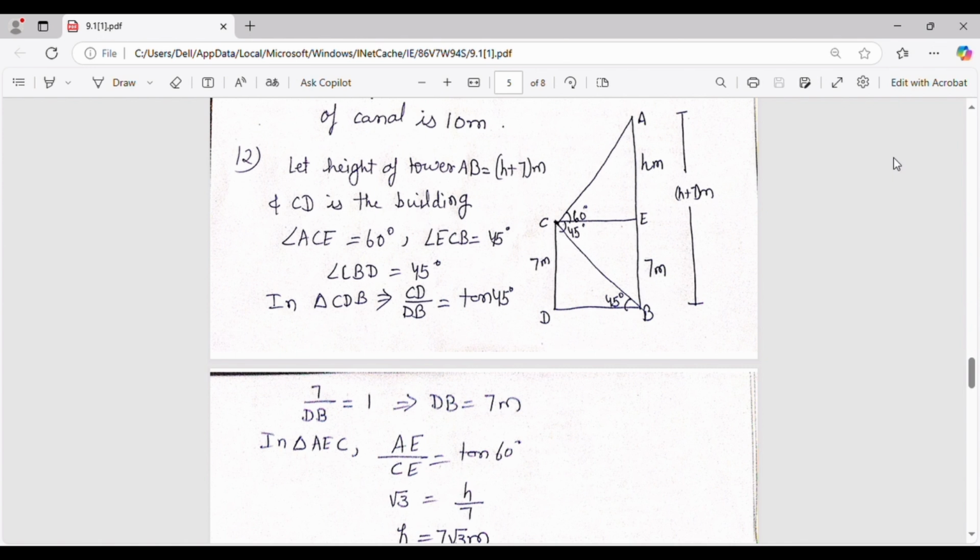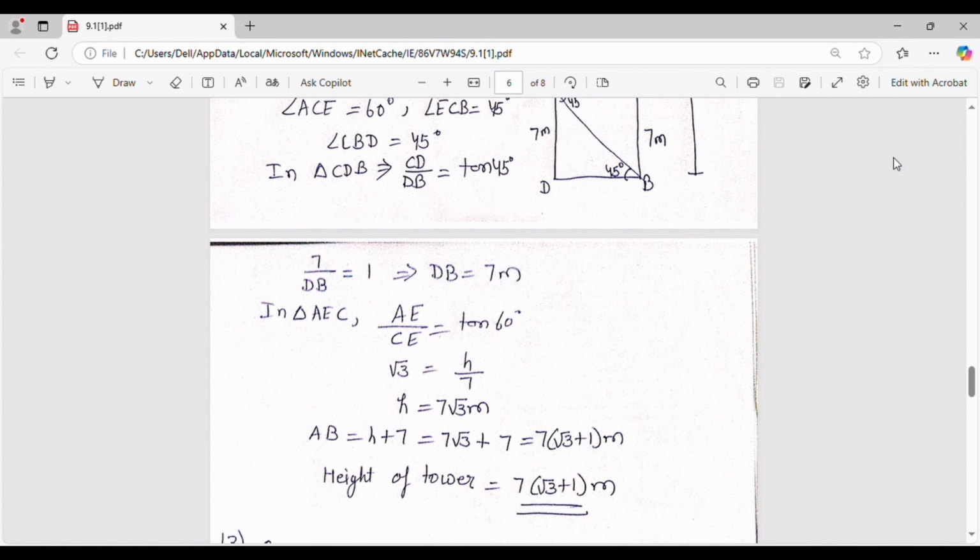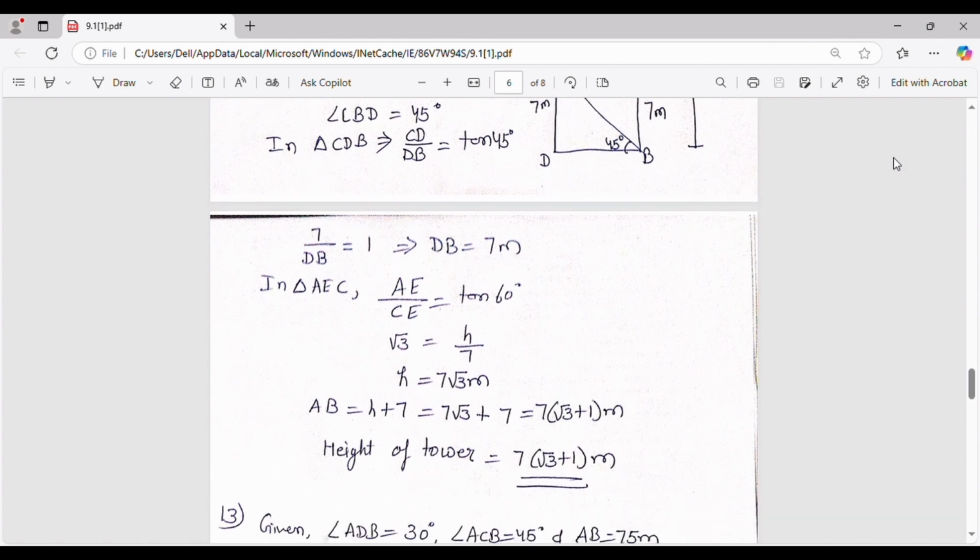Angle ACE is 60 degree and angle ECB is 45 degree. So angle CBD is also 45 degree because these both are alternate interior angles. In triangle CDB, tan 45 is CD upon DB. 7 upon DB is 1, so DB is 7 meters. In triangle ACE, tan 60 is AC upon CE. So h upon 7 is equal to root 3. So h is 7 root 3.